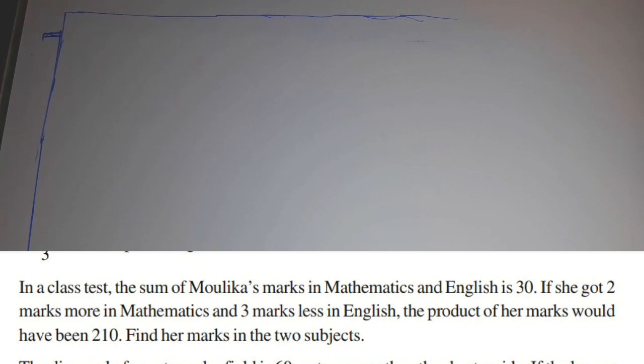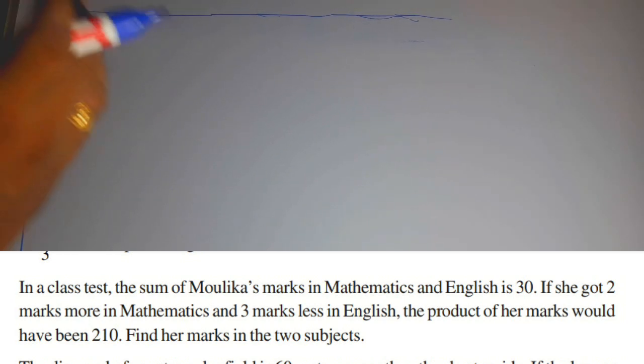In a class test, the sum of Maulika's marks in mathematics and English is 30 marks. If she got 2 marks more in maths and 3 marks less in English, the product of her marks would be 210. Find her marks in the two subjects. So here, the sum of marks in English and maths together is nothing but 30.